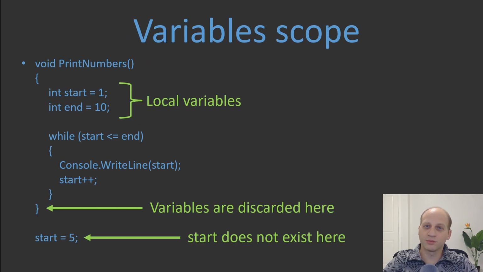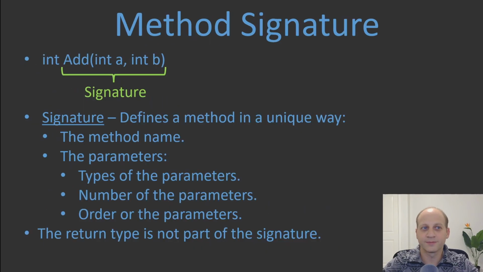Just like in the main program, we can declare variables inside the method. However, those variables are local to that method. They can be used only inside it. Code outside the method can't access them. Moreover, when the method finishes running, all of its local variables are discarded. They stop existing and their values are lost.